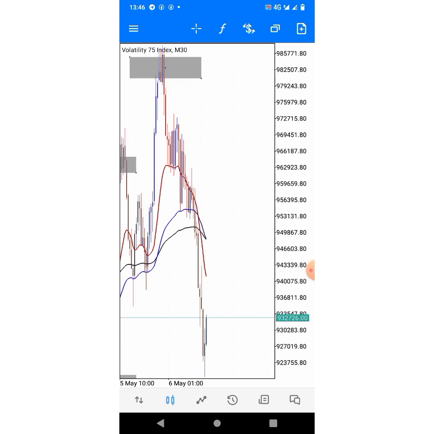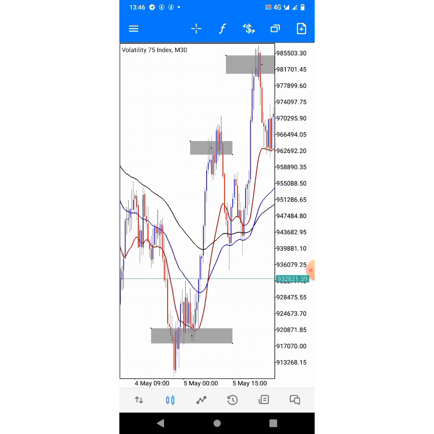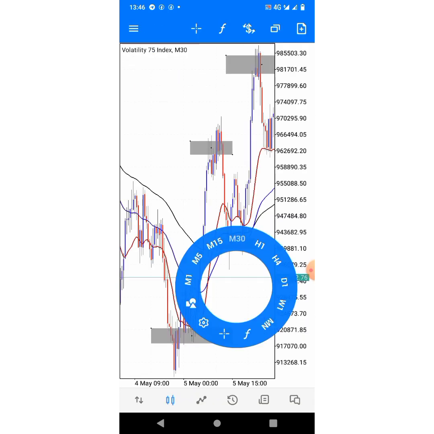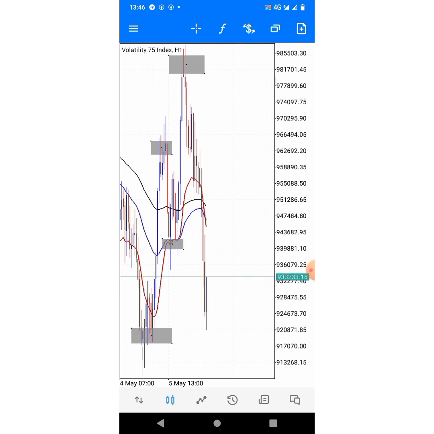I think there was also a rejection here on the 30 minutes. I think I was correct. There's also a rejection within this area. So right now, let's go into it.